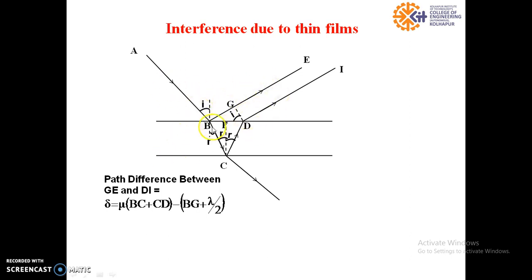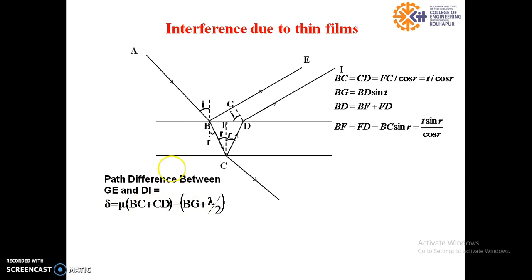But when the ray gets reflected from a denser medium, an additional path difference of lambda by 2 is introduced, and therefore it is BG plus lambda by 2. Okay, so the total path difference is mu into BC plus CD minus BG plus lambda by 2. Now, if we want to find the path difference, we will have to find the values of BC, CD and BG. So let's find out BC and CD first.